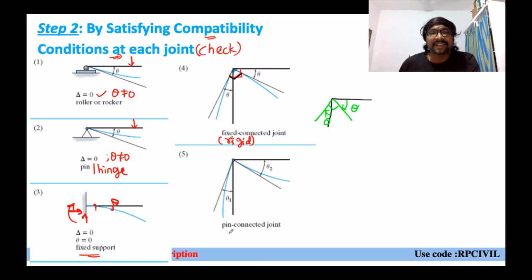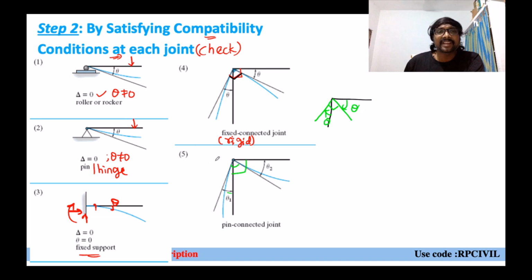But if it is a pin connection joint, the angle between the two members before loading is this one, and the angle between the two members after loading is this one. The same angle need not be maintained. Means with respect to this joint, two members will be subjected to different rotations. The first member is subjected to this much rotation, the second member is subjected to this much rotation. It may be different like that.